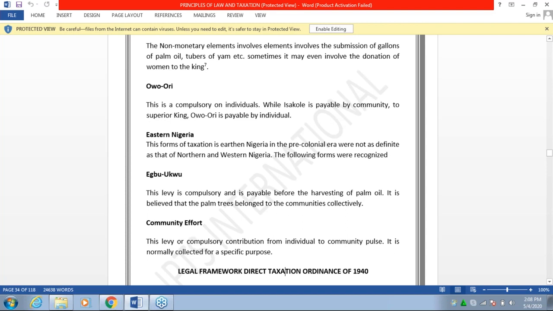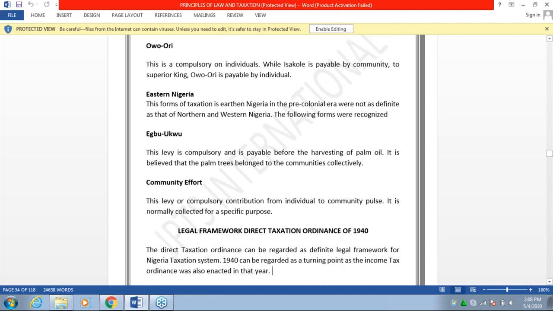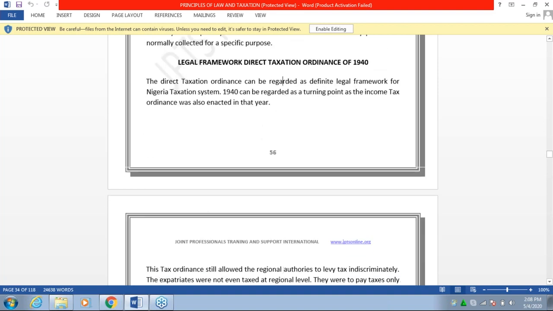Now, there is another one we call community effort. This is a levy or compulsory contribution from an individual to the community purse. It is normally collected for a specific purpose.